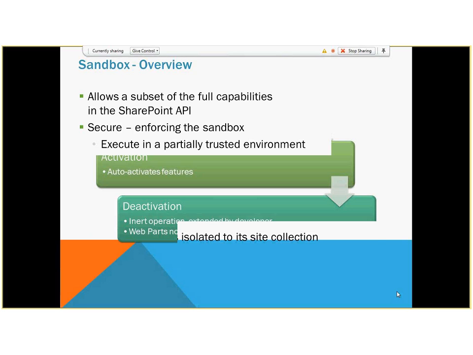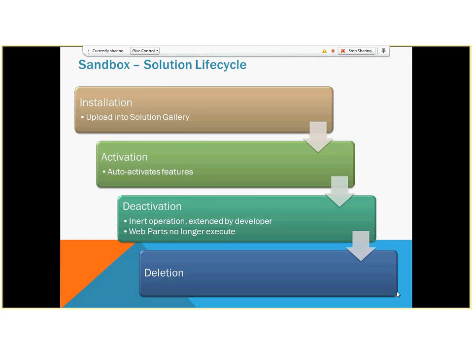This slide covers the life cycle of a sandbox solution. There are 4 stages: the first is installation, the second is activation, the third is deactivation, and the fourth is deletion. In the installation phase, we upload the sandbox WSP onto the solution gallery at the site collection level. It can be done manually or through a PowerShell script.